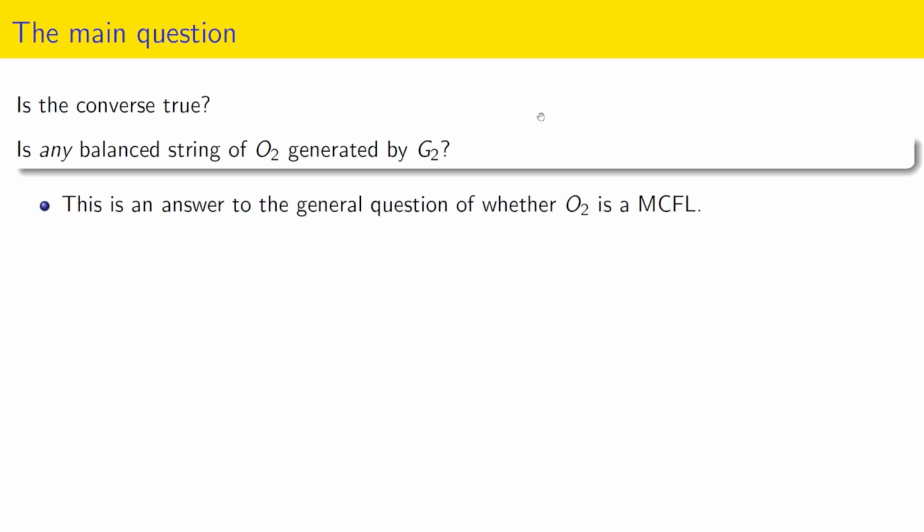So, this grammar is just an example of MCFL, but if we manage to show that this particular grammar can generate O2, then we get an answer for the general question whether O2 is an MCFL, of course. And that's what we will try to do.